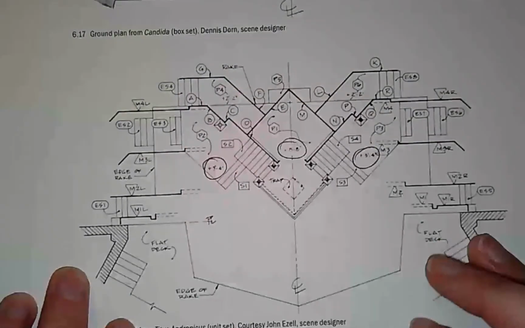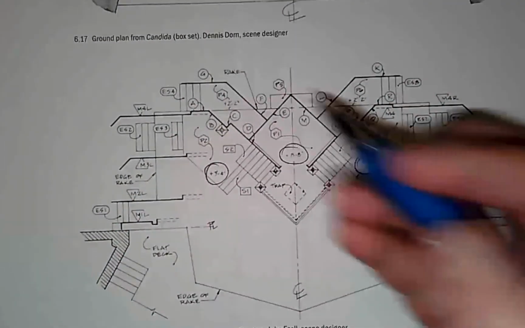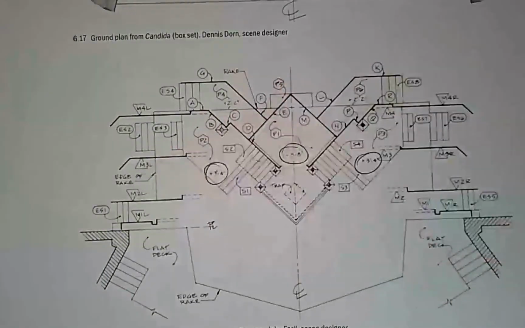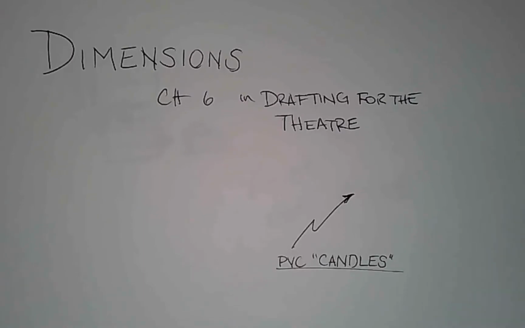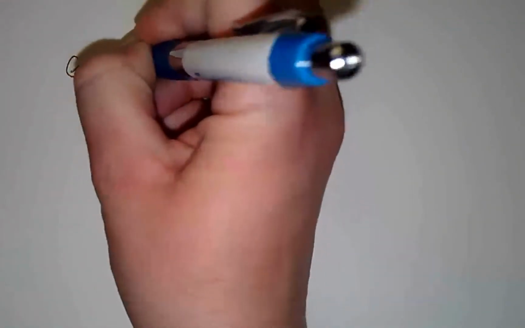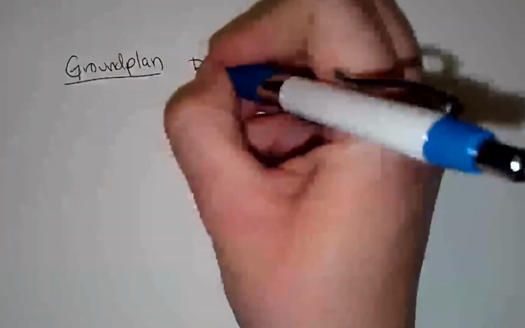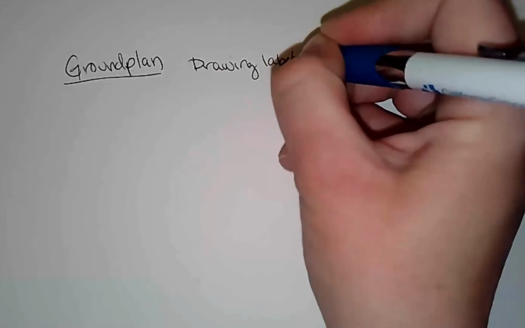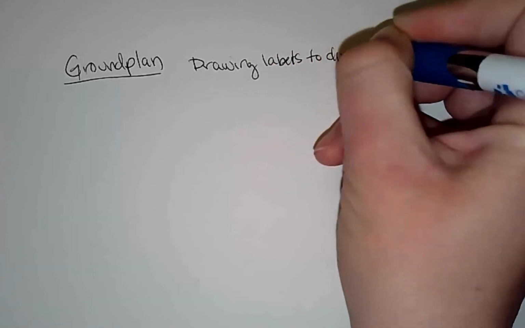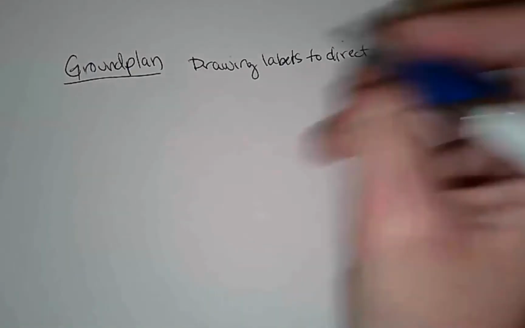Because the thing that is going to help us out the most is these drawing labels that point to where you're going. Okay, so what does this mean for you? What do I want to see for your scenic drafting package, you ask? Well, I have an answer for you. I would like to see on your ground plan drawing labels to direct us to a sheet.